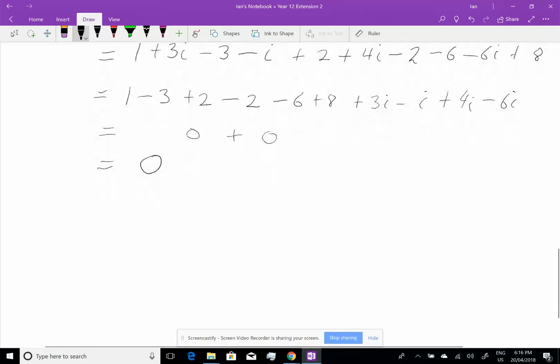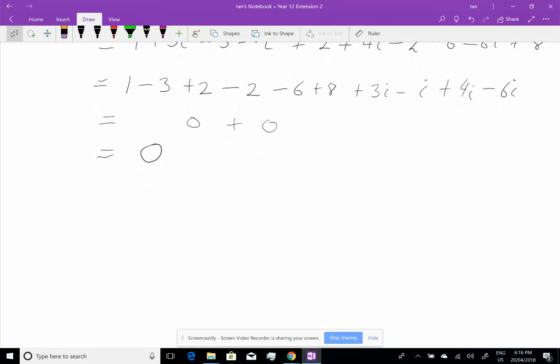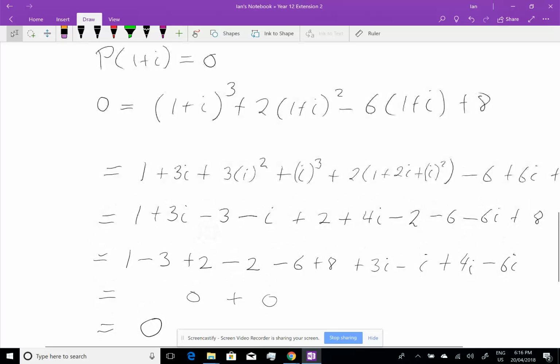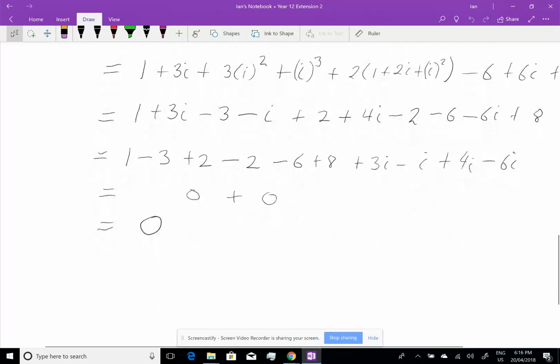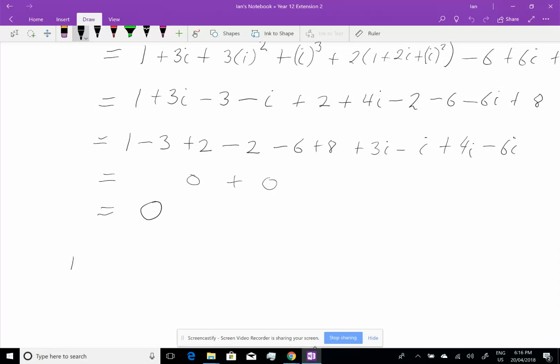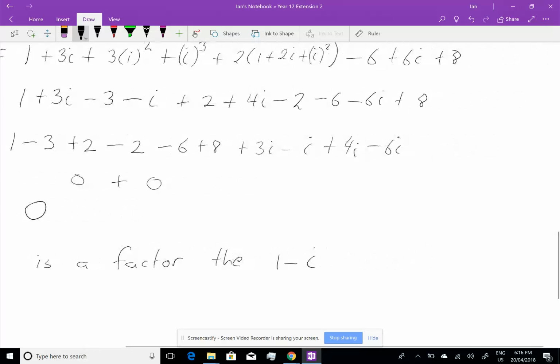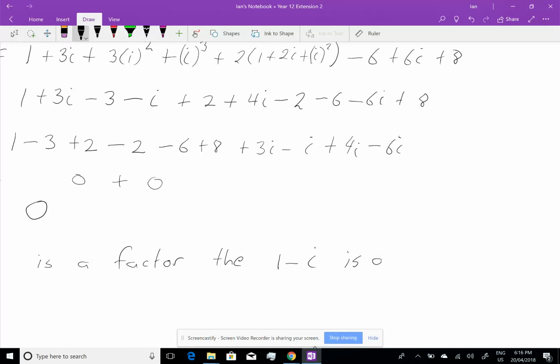So we know that 1 plus i is a factor. So if 1 plus i is a factor, then 1 minus i is also a factor. That's a fundamental theorem.